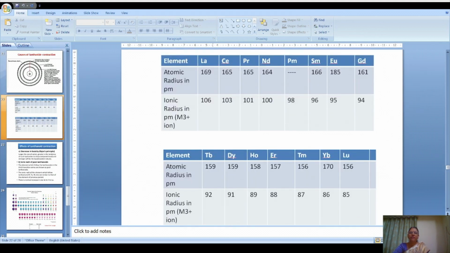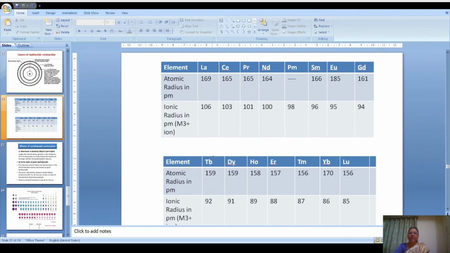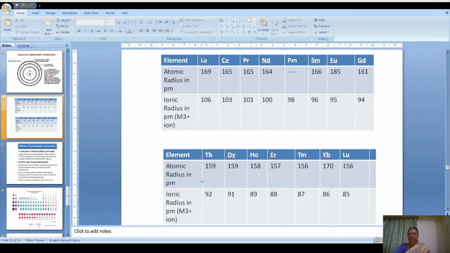Now if you see the trend in atomic and ionic radii for lanthanide elements from lanthanum to lutetium, we can see lanthanum atomic radius 169, 165, 165, 164. Some anomalies are observed, but overall there is a decrease in atomic radius. Also we can see there is a decrease in ionic radius from 106 to 85 picometer for the M3+ ion. So this is known as lanthanide contraction.